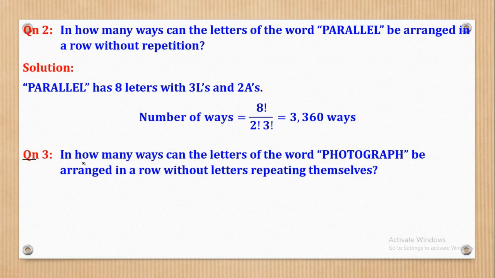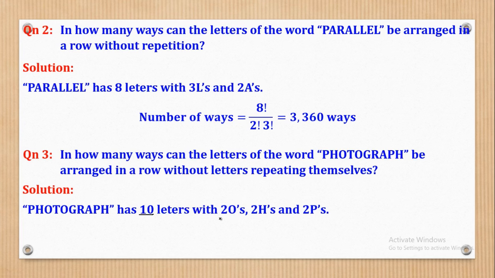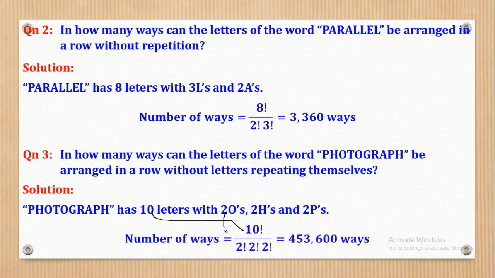Then question 3 says, in how many ways can the letters of the word photograph be arranged in a row without letters repeating themselves? So still, when you analyze the word photograph, it has 10 letters with 2 O's, 2 H's and 2 P's. For example, the O's, there is 1, 2. Then when it comes to P, there is 1, 2. When you come to H, there is 1, 2. Therefore, the 10 will be in the numerator and the 2 will be in the denominator, this 2 in the denominator and this 2 in the denominator. So in the end, with the calculator, you'll come up with this as the required number of ways.